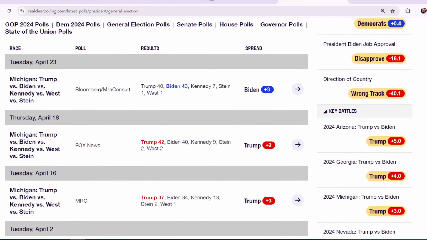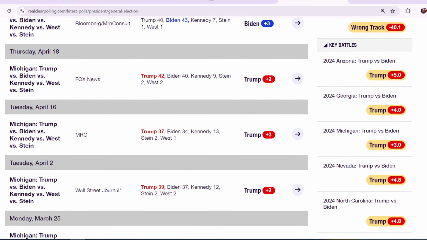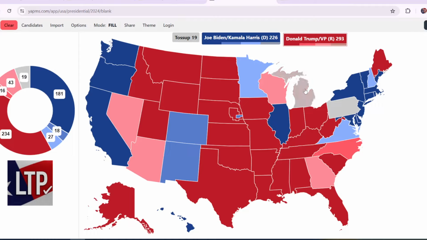Now, I know the latest poll on RCP has Biden winning Michigan by 3%, but that's not what the majority of polls say. So when you average this out, Trump is actually winning this state by 3 points. See, he's up by 2, he's up by 3, he's up by 2 again. So that's more leads than what Biden is having in this state.